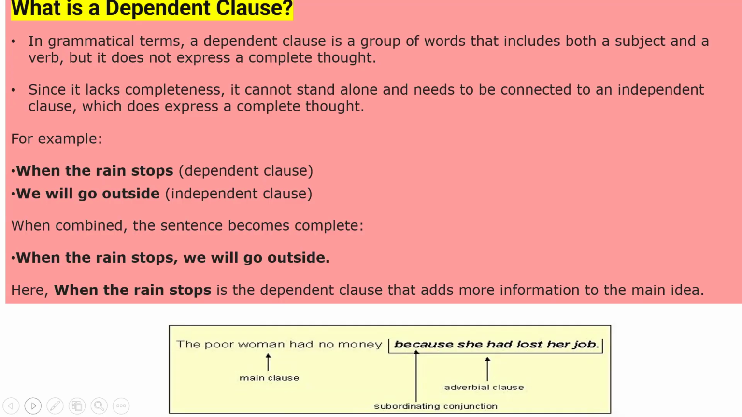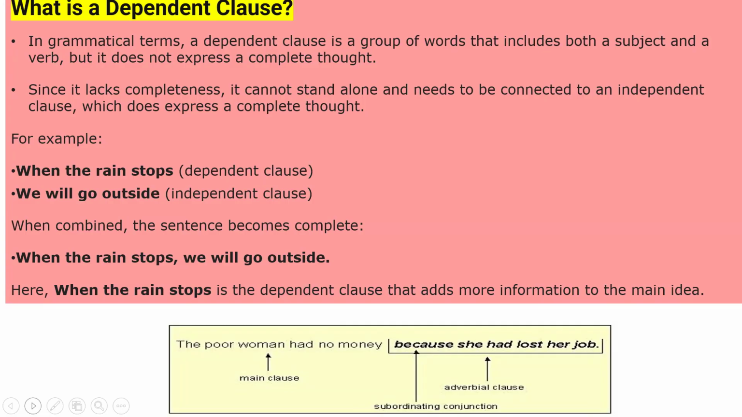Next example is given. The poor woman had no money. The poor woman had no money because she had lost her job. So, the poor woman had no money is giving complete, proper meaning. It is making sense. Because she had lost her job is completely dependent on the first clause, which is an independent clause, the main clause: the poor woman had no money. So because she had lost her job is an adverbial clause.